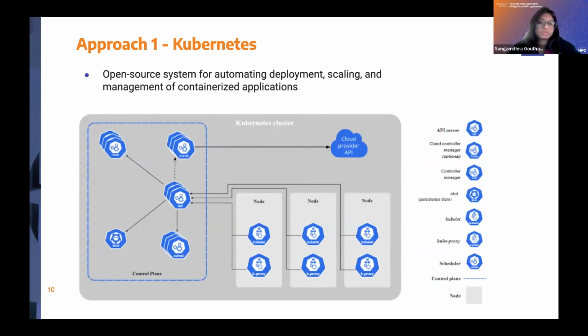Kubernetes is an open source system that automates deployment, scaling, and management of containerized applications. It was primarily designed to shift workloads effortlessly and scale without increasing the amount of manpower involved. As we can see here, this is the Kubernetes architecture. The cluster consists of a set of worker machines called nodes that run containerized applications, and each cluster has at least one worker node. These worker nodes host the pods, which are the components of the application workload. The control plane manages the worker nodes and the pods in the cluster.